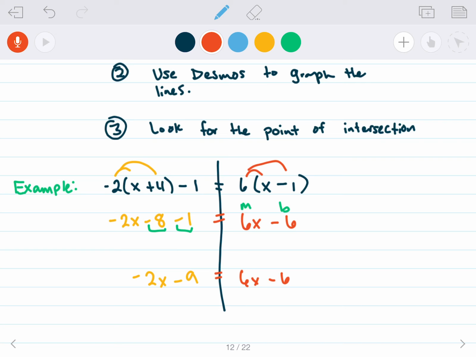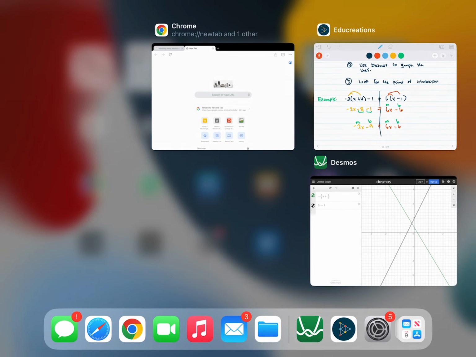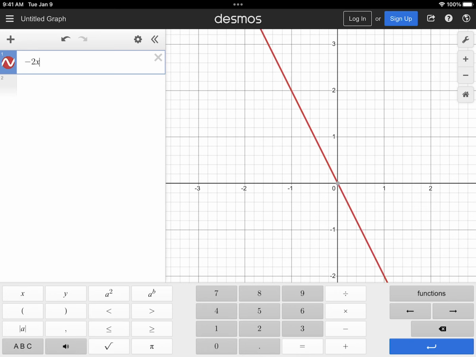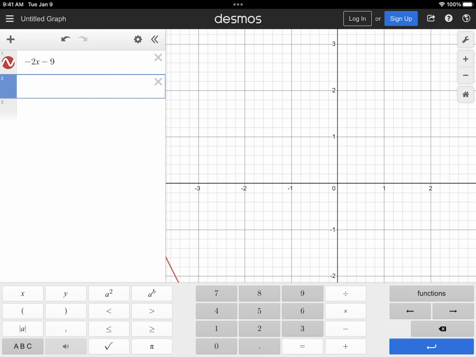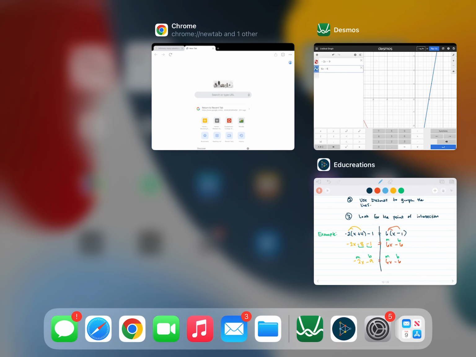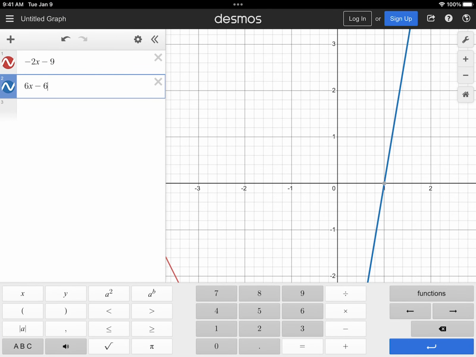So at this point, we can use Desmos because we're in mx plus b form on both sides. On the left side, m is negative 2 and b is negative 9. On the right side, m is 6 and b is negative 6. So let's put this in Desmos. Okay, I just want to make sure I had the right lines.